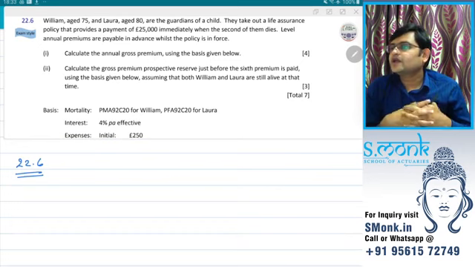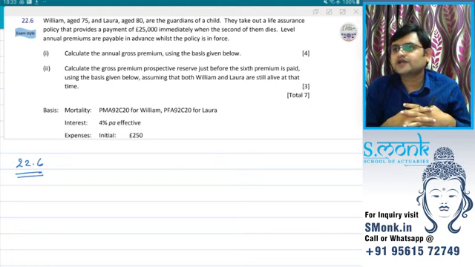Say William, age 75, and Laura, age 80, are the guardians of a child. They take out a life assurance policy that provides a payment of 25,000 immediately when the second of them dies. Level premiums are payable in advance whilst the policy is in force. Calculate the annual gross premium using the basis, and then we want to calculate the reserves as well in the second part.